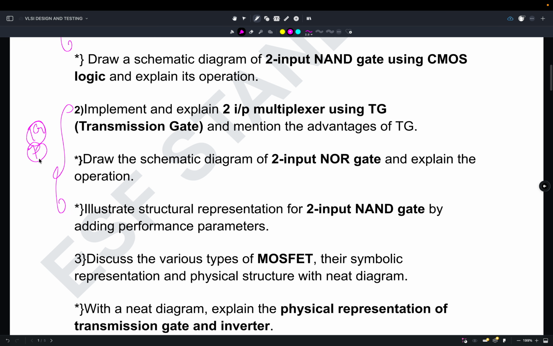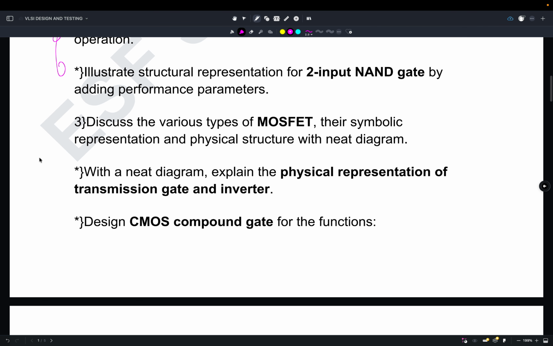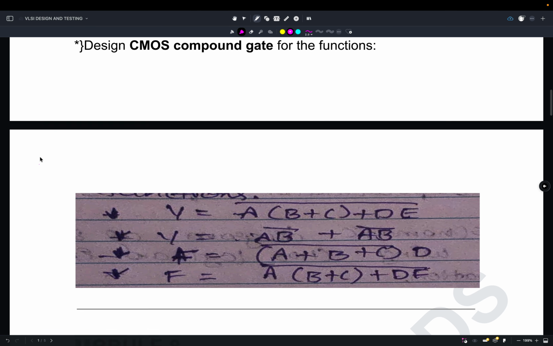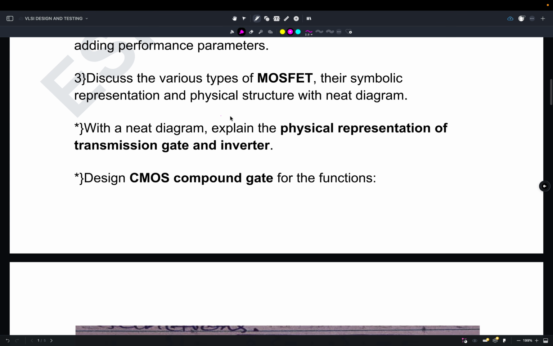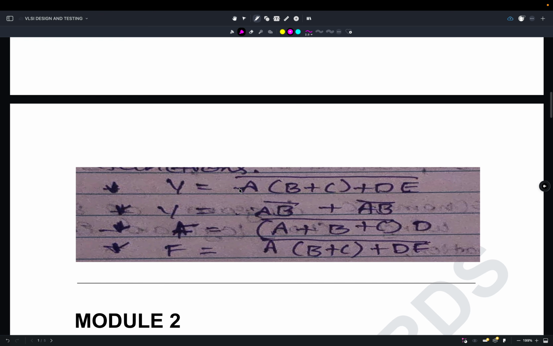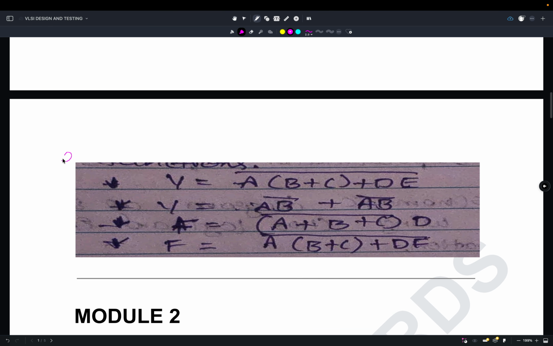Okay, for 6 marks there is a numerical part, but please everyone try to cover it. Why? Because that's also the easiest question. Discuss the various types of MOSFET and their symbolic representation, explain the structure with the n-well diagram. With the n-well diagram, explain the physical representation. I think I wrote that twice in this question. Okay, design some CMOS compound gates for the functions. Okay, these are the functions. So 1, 2, 3, 4 questions, 4 functions I think I gave. Of the 4 questions you are going to get 2 of them, so please don't mug up.